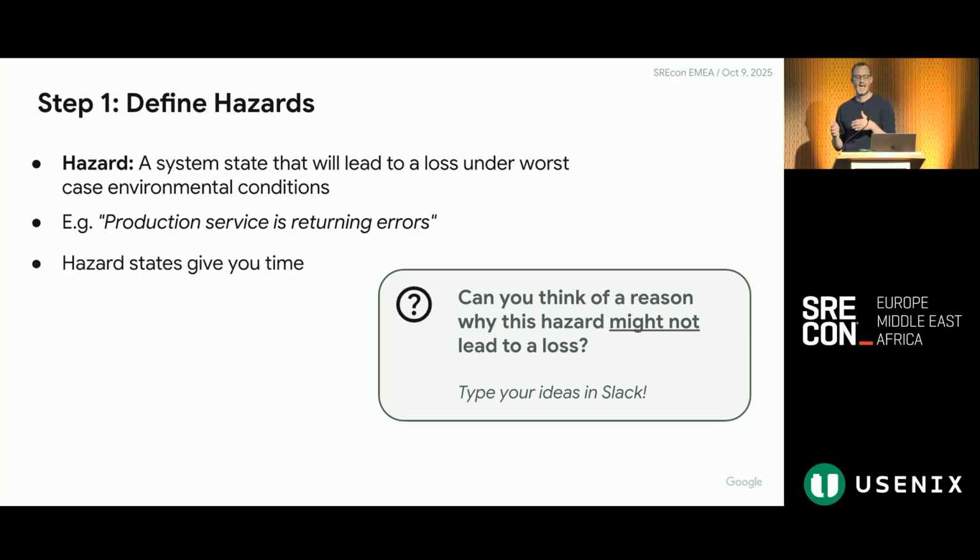Finally, we often say that hazards give you time. So why is that? Remember the low demand scenario? The hazard state, production services returning errors, existed, but the loss did not occur. That hazard state might exist for hours or even days before the worst case conditions come up. And if we can't prevent the hazard state entirely, we can at least make sure that we detect the hazard and that we have the means in the system in place to move the system back to a safe operation state.